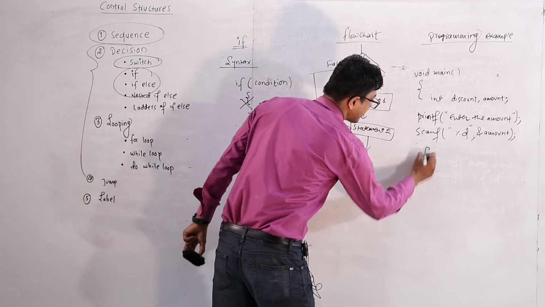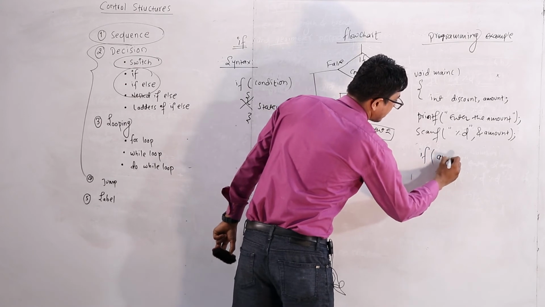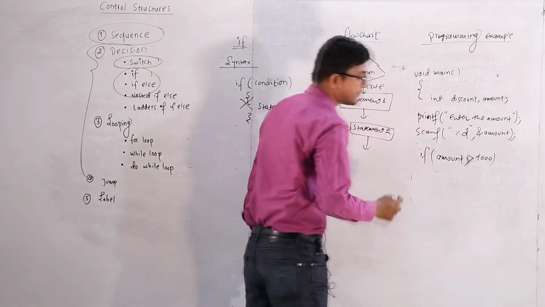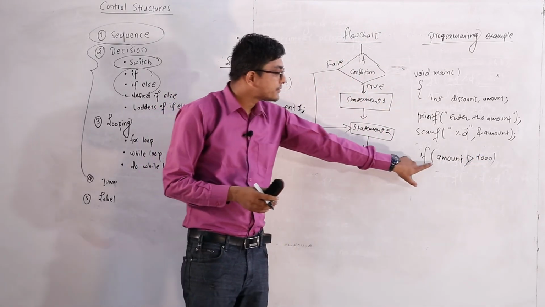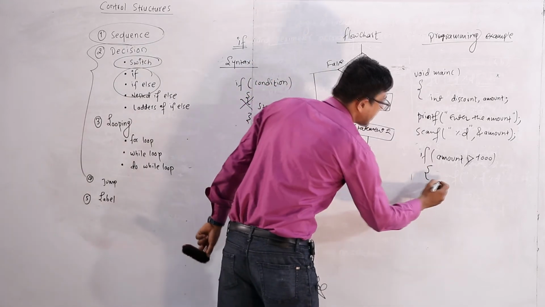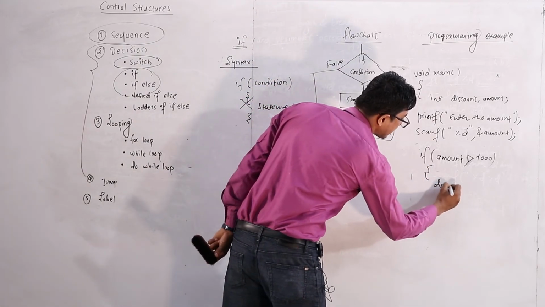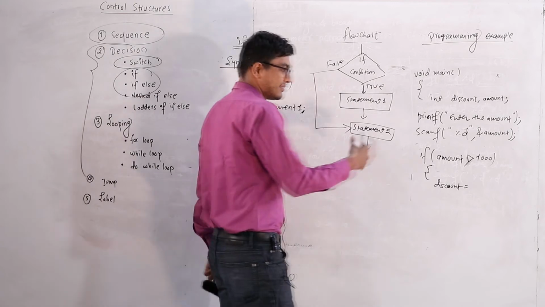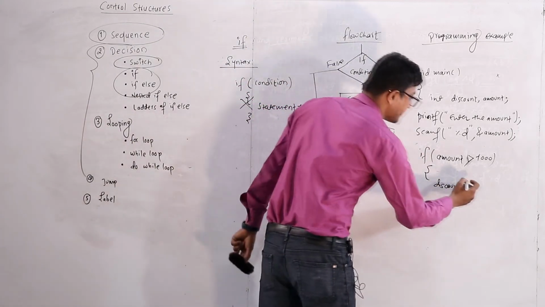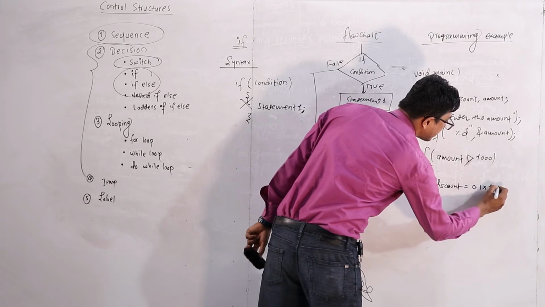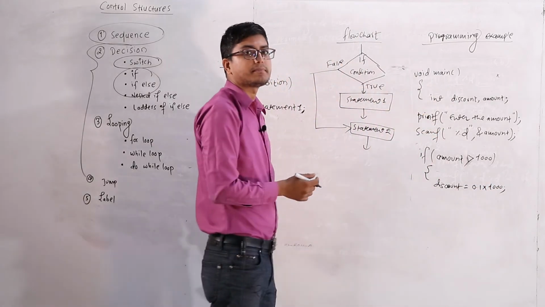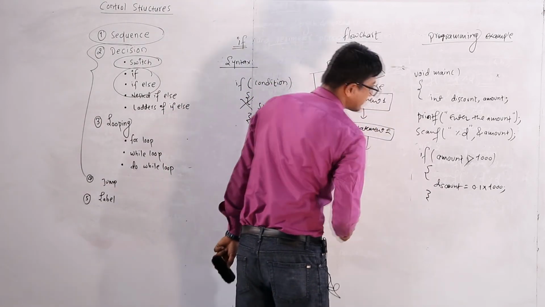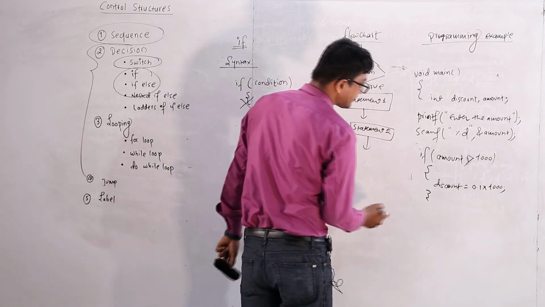So check if amount is greater than 1000, then what I have to do? I have to give the discount. Discount is equal to how much discount I have to give? Let's say 1%, 2% or 3%. 0.1 into 1000. It means I am giving only 1% discount if the amount is greater than 1000. So you have to display the discount now.